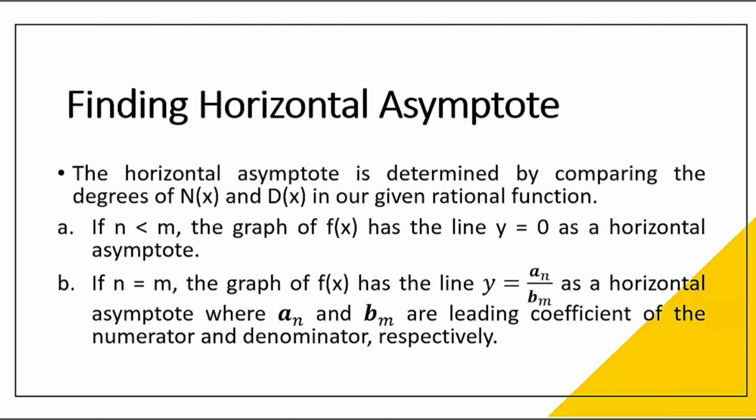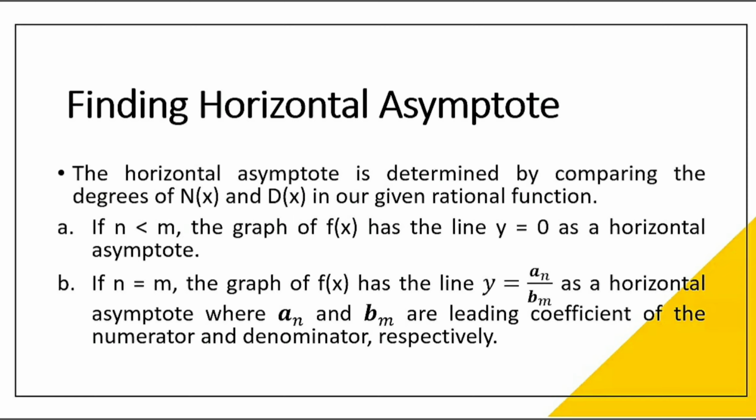So, let's move on to horizontal asymptotes. So, paano ba siya kinukuha? So, the horizontal asymptote is determined by comparing the degrees of the numerator and the denominator. So, meaning to say, check nyo or i-compare nyo yung exponents ng numerator and the denominator. Let n be the degree of our numerator and then let m be the degree of our denominator. So, kailangan nating i-compare yung degrees nila.